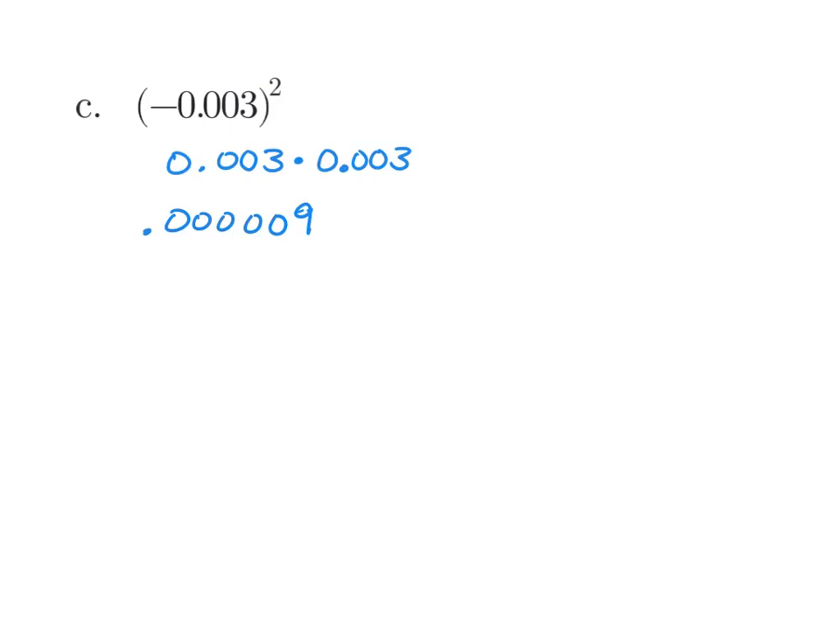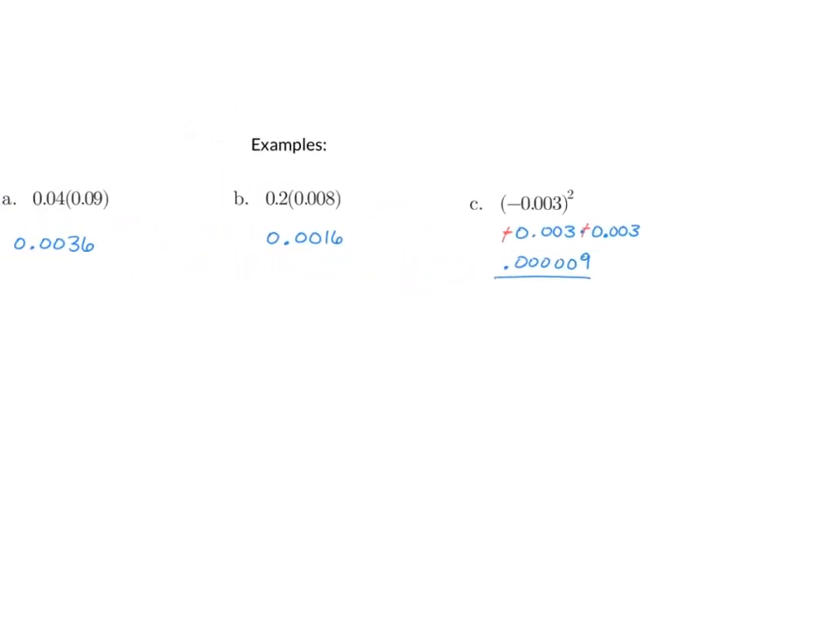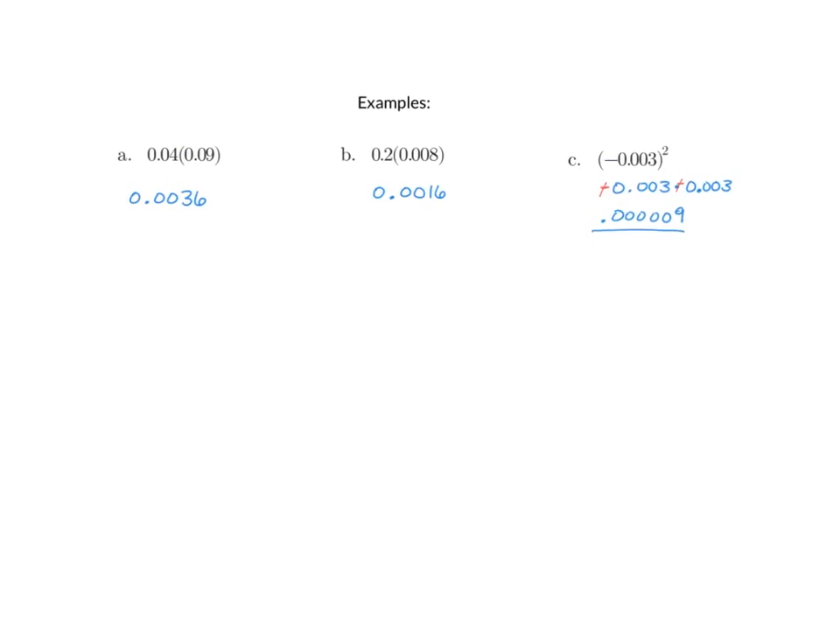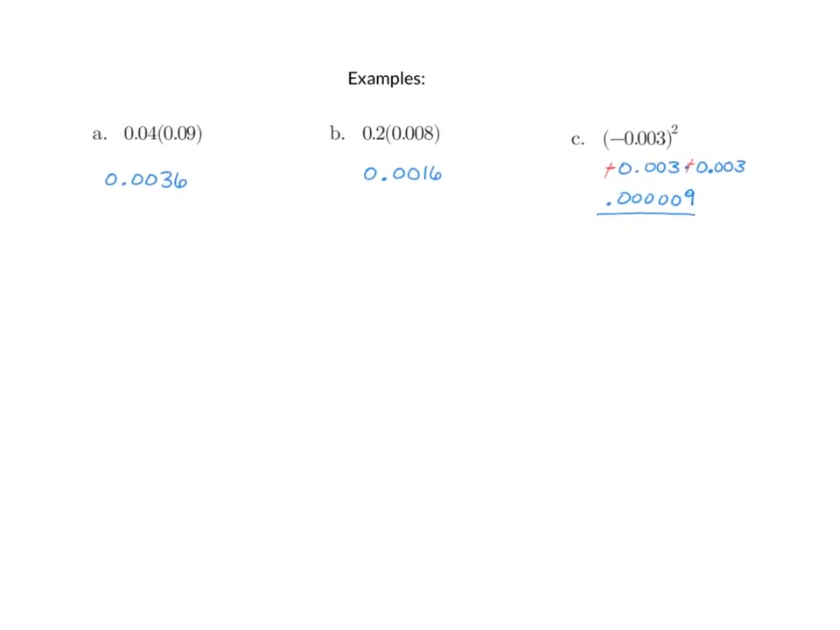Finally, we want to determine the sign. Technically, this is negative 0.3 and negative 0.003. We have 2 negatives being multiplied together, and so my answer will be positive. So that takes care of multiplication.